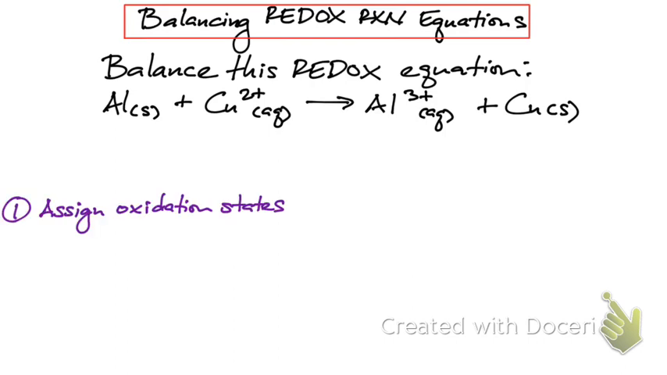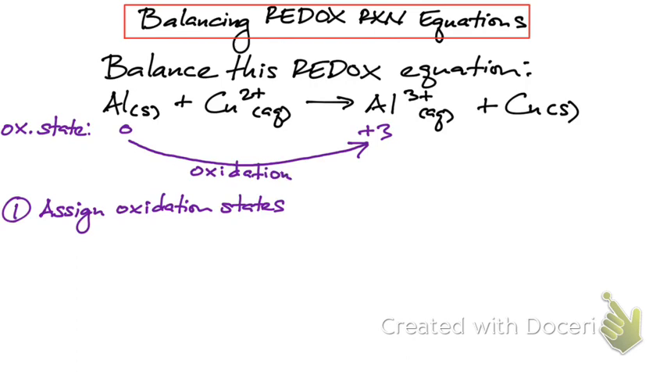assign oxidation states first. So again, solid aluminum would have a 0 oxidation state, and the aluminum ion would have a +3 oxidation number. So because this is an increase in the oxidation number, we have the oxidation reaction.